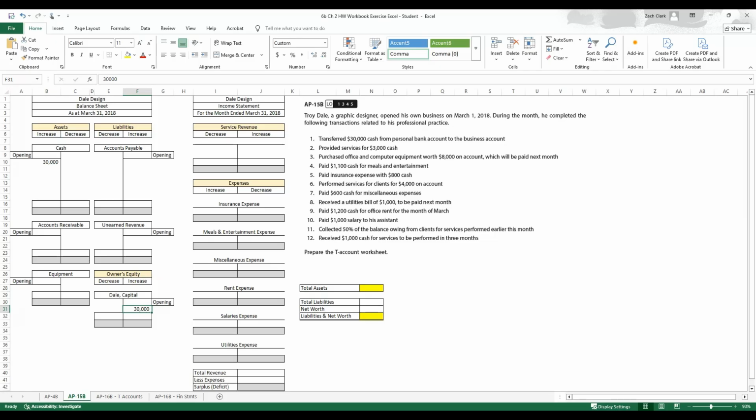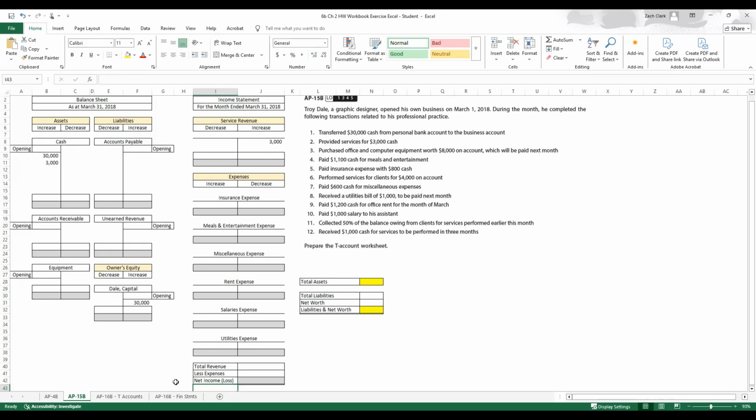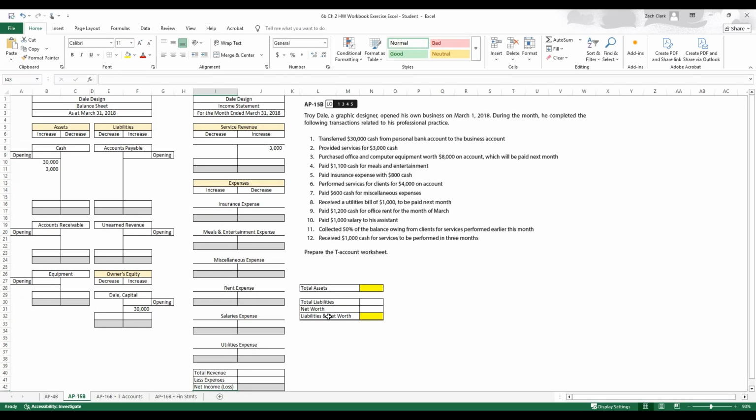Okay, the second transaction says that we provided services for $3,000 cash. So we provided the services and they paid us right away. And so we're going to record revenue. We're going to record that on the increase side. And then we're going to record an increase to cash here on the left side. So again, we're balancing. Cash is increasing. Eventually, equity will increase for this revenue as it calculates down to net income. If we have net income, our equity will increase there.